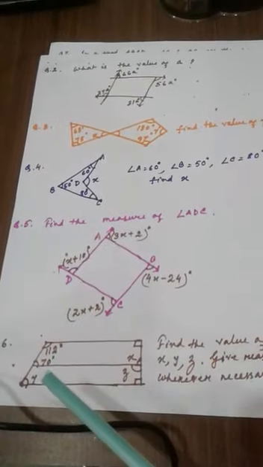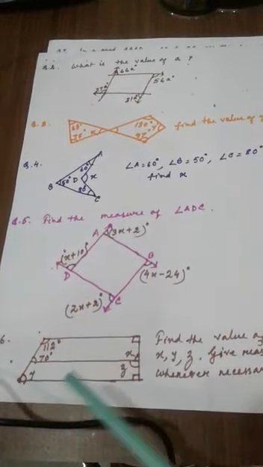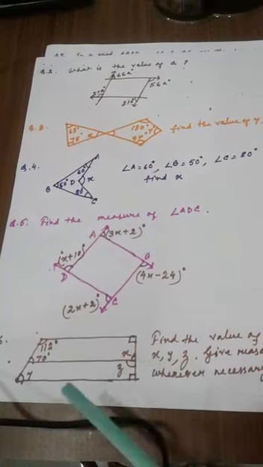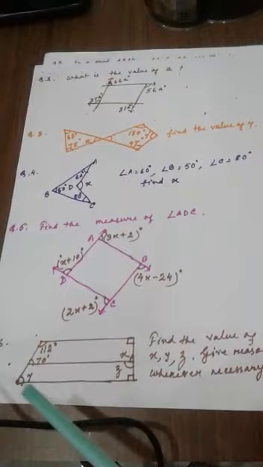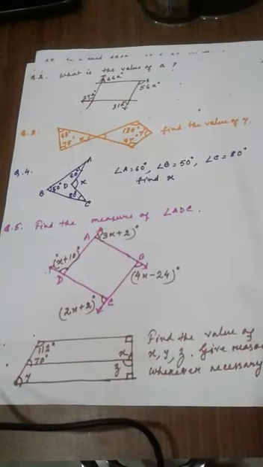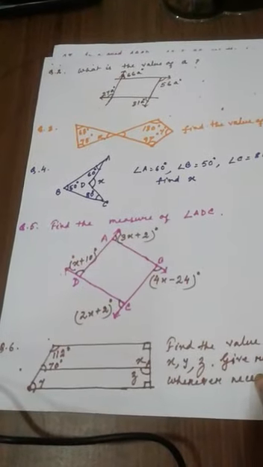So here I want to see what you have understood. Here one big quadrilateral is there. You can consider it that way, or you can take two separate quadrilaterals also. So from here you will find the values of X, Y and Z.